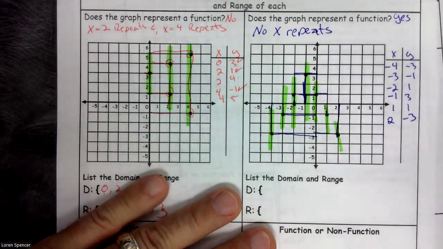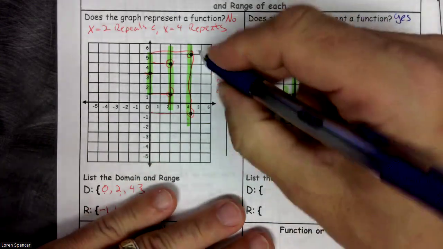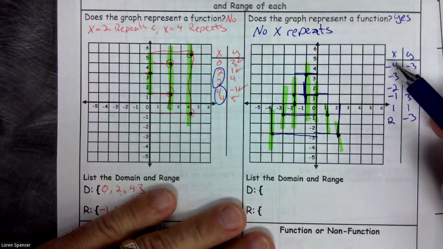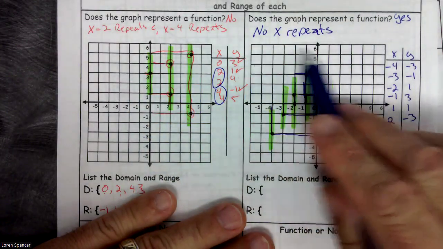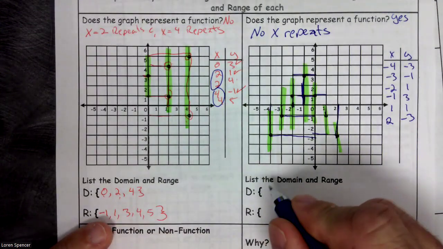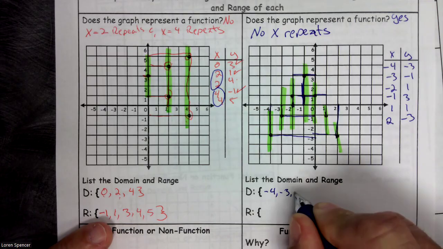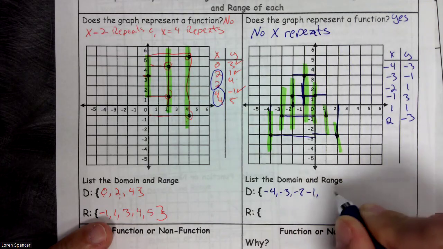And if we look at this over here, we said the twos repeat and the fours repeat. But over here, there's no repeats, and that's what we said, no x repeats. So the domain is -4, -3, -2, -1, 1, and 2.